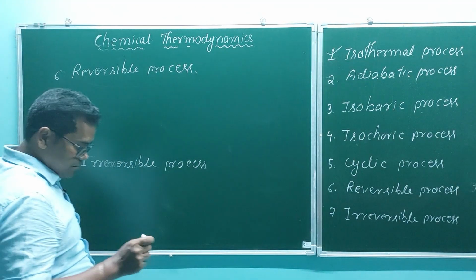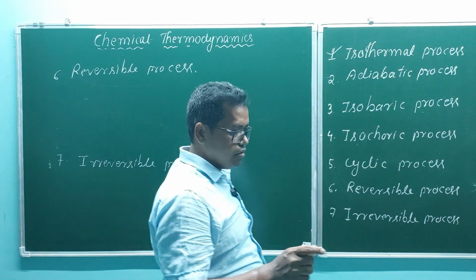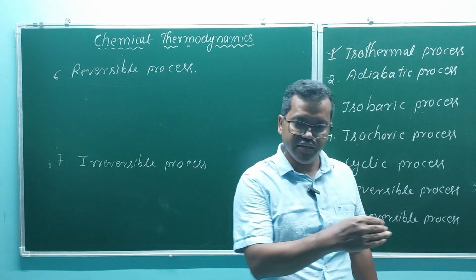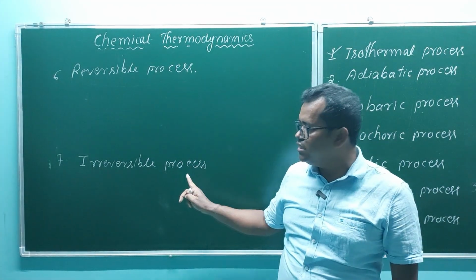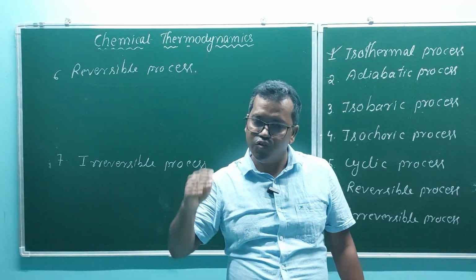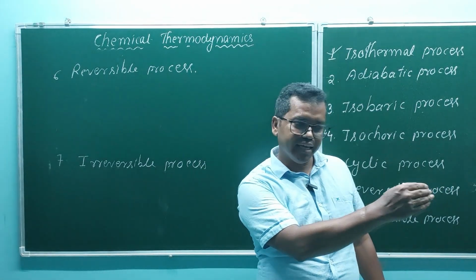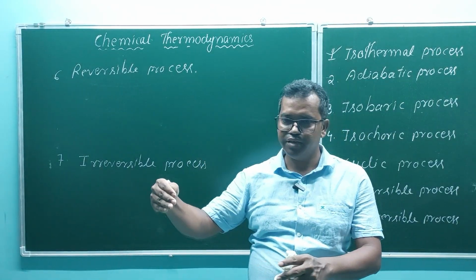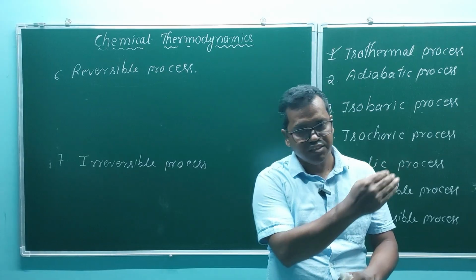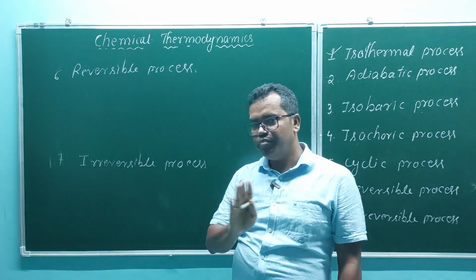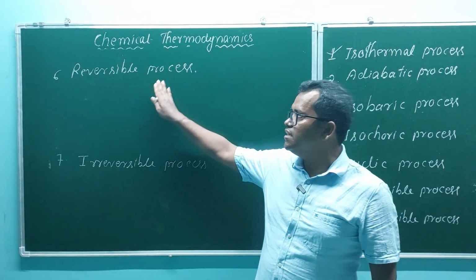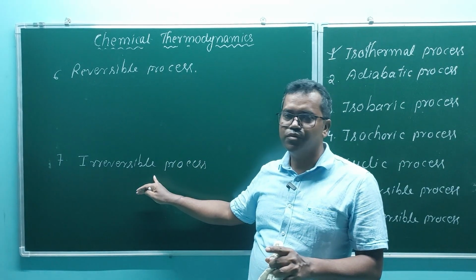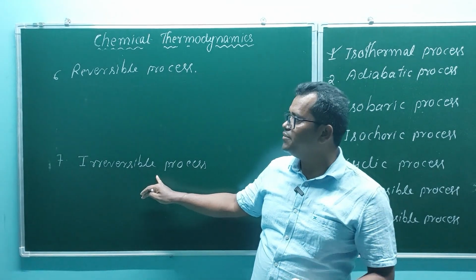So in a reversible process, a system can move forward as well as backward, but in an irreversible process the system can move only in one direction. That is, it cannot retrace back. Another important distinction is that a reversible process occurs very slowly, while an irreversible process occurs rapidly.